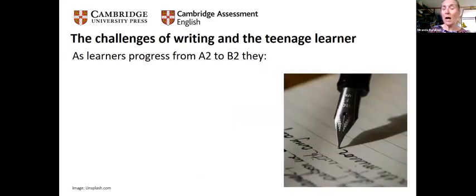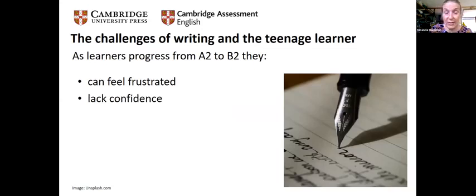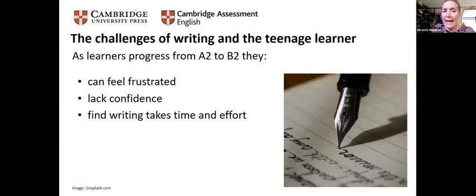Now, I want us to think about the challenges of writing, and in particular to think about the needs of our teenage learners. As our learners progress through the levels, whilst they have language knowledge, they can often feel tremendously frustrated. They know the language, but they can't express themselves. And they lack confidence and self-belief. And writing, as we all know, takes time and effort, especially in another language.